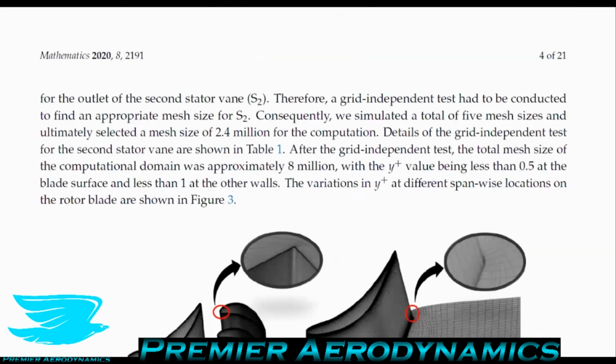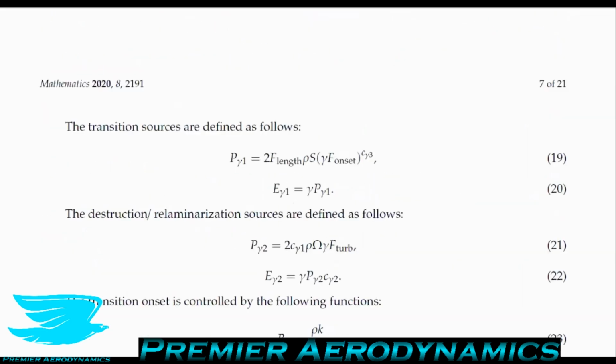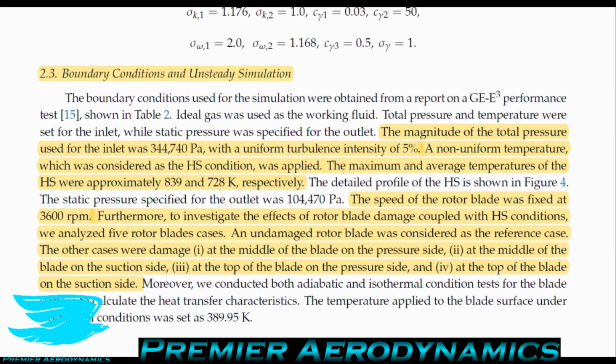So moving on to some of the results, they did some CFD on it. I'm not going to cover that because it's just basic stuff. Actually, let's cover the boundary conditions. So the magnitude of the total pressure used for the inlet was 344,000 pascals, and the uniform intensity of 5%. So that's not that high, not that low.